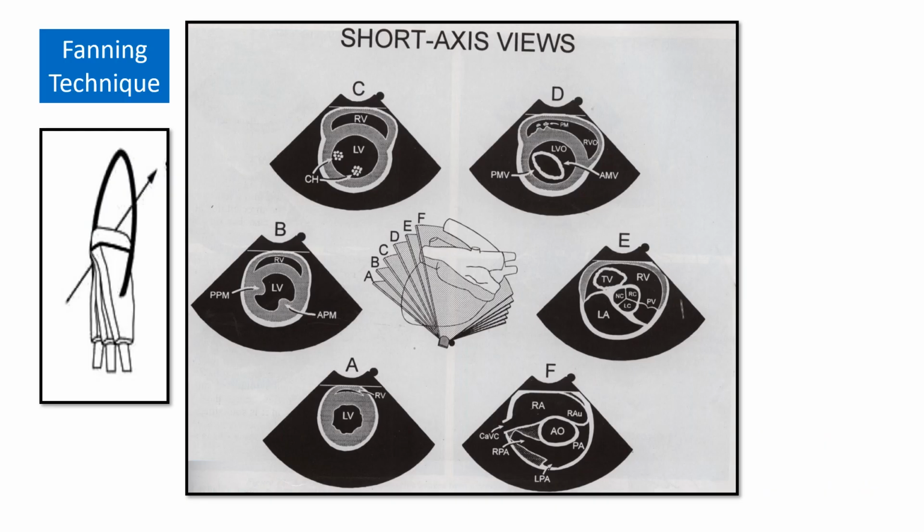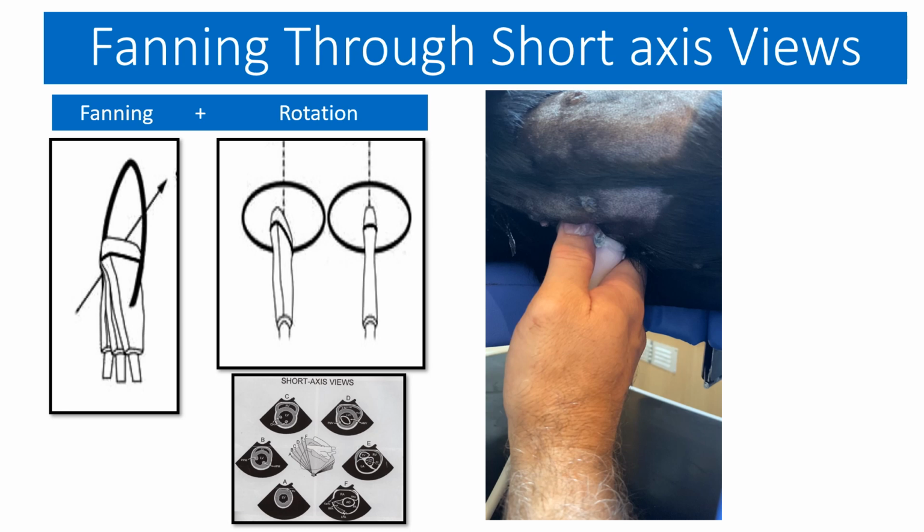So if we then fan through in short axis through the left ventricle, we can then fan through these different slices, A, B, C, D, E, and F. And so we see different levels of the left ventricle and left atrium in a short axis plane.